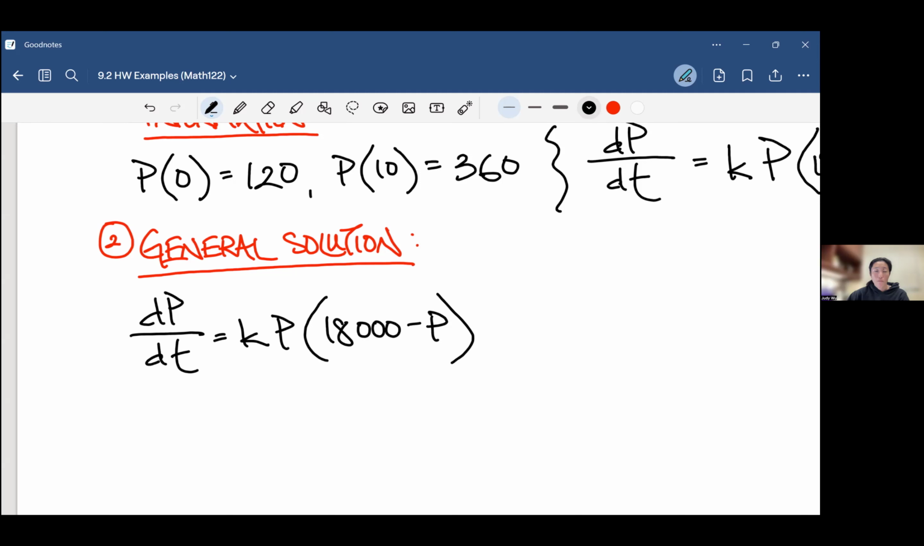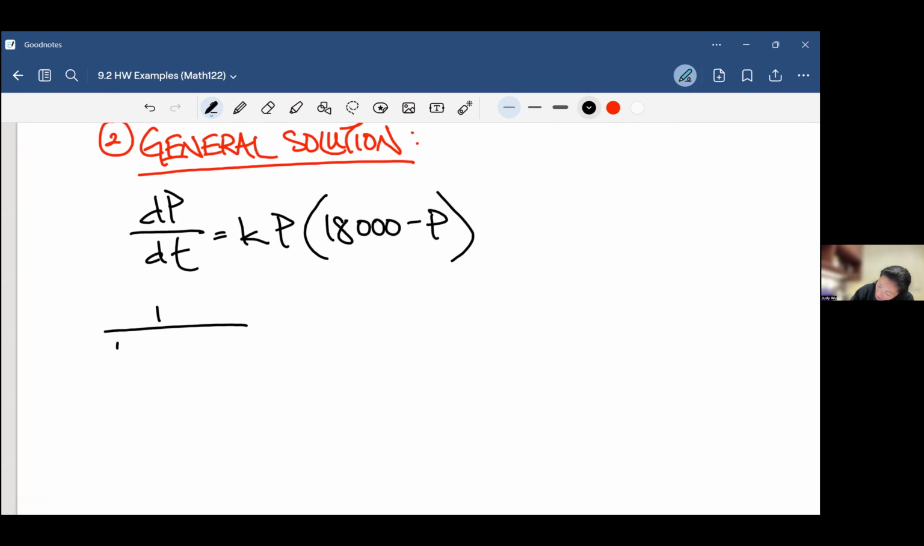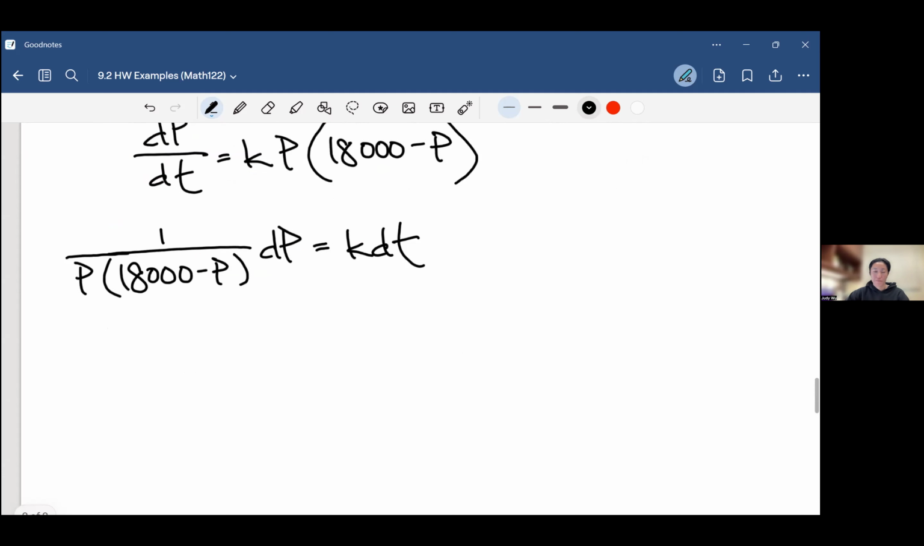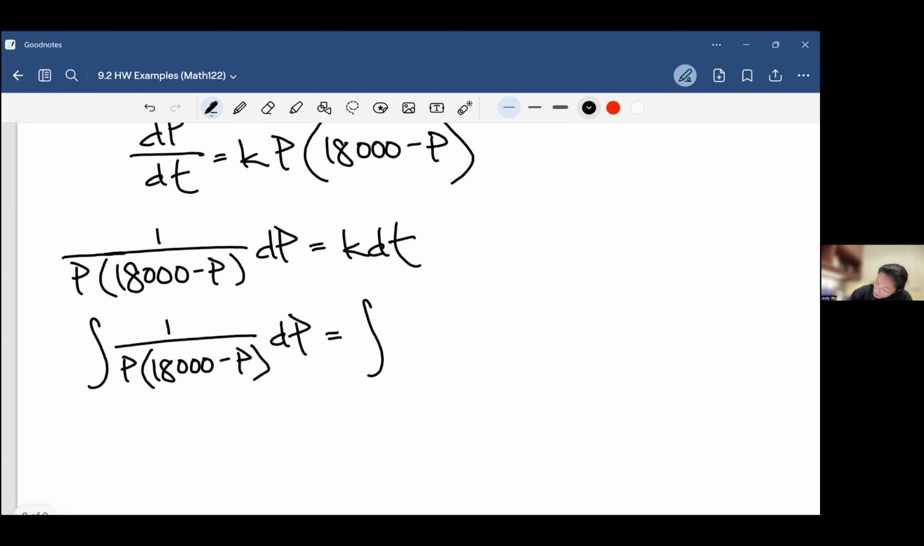Okay, so I'm going to separate and I'm going to integrate. I'm going to divide over the 18,000 minus P and the P. So this is now on the same side as the dP. And I'm going to multiply the dt over to the other side. k dt. Okay, I've separated. Now I get to integrate. So the integral of 1 over P times 18,000 minus P dP equals the integral of k dt.